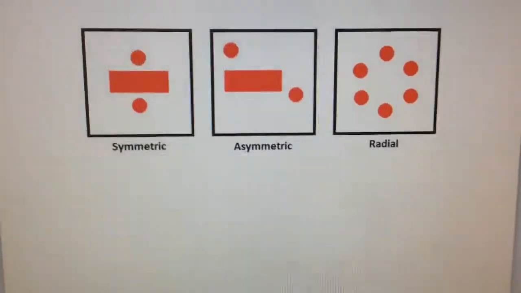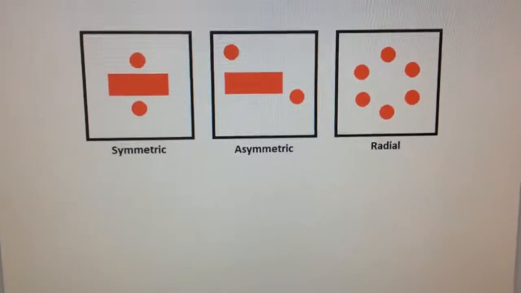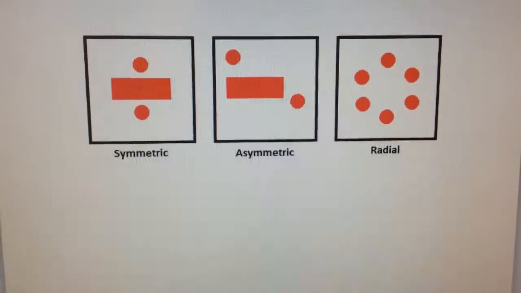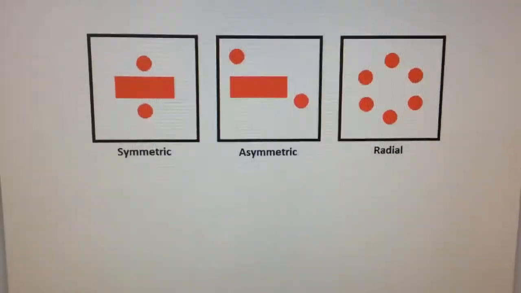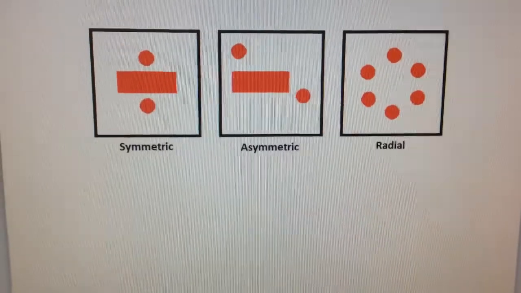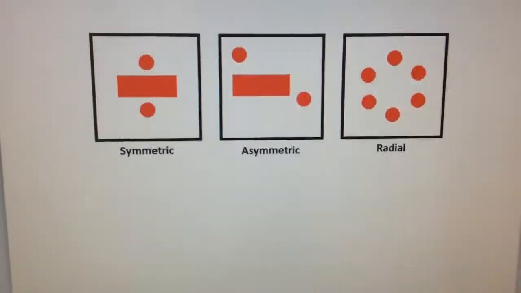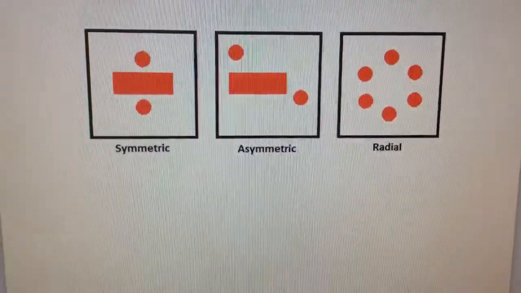Balance is arranging elements so that no one part of a work overpowers or seems heavier than the other part. Three different kinds of balance are symmetrical, asymmetrical, and radial, or formal. Symmetrical balance is the most stable in a visual sense.